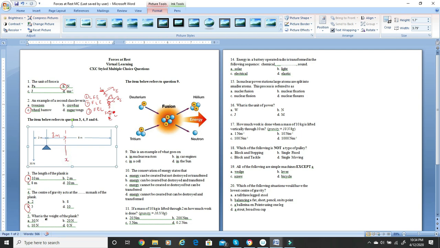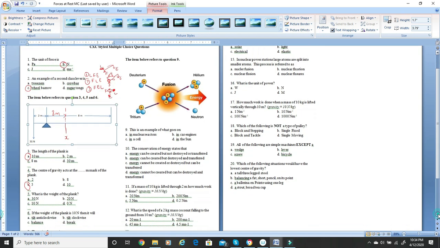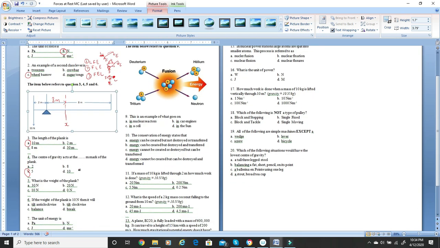Now, the weight of the plank, if this is balanced, we're assuming that this is balanced, we're going to say that anti-clockwise moments equal clockwise moments. Assuming you already learned this from my read-alongs or from class, we're going to work it out. So anti-clockwise moments will move in this direction, opposite to the way the hands of a clock would move, right? And clockwise would be this way. So this is anti-clockwise, and this is clockwise.